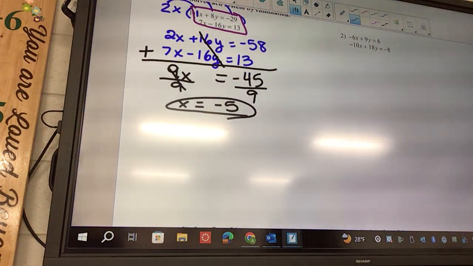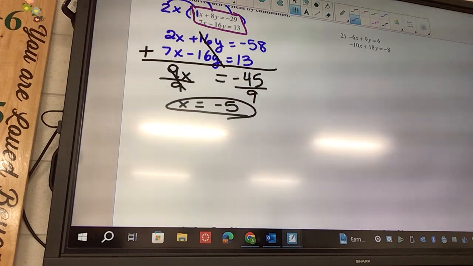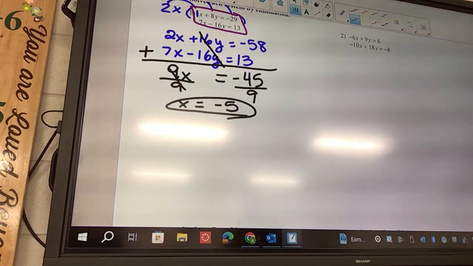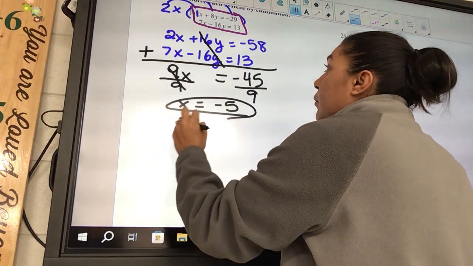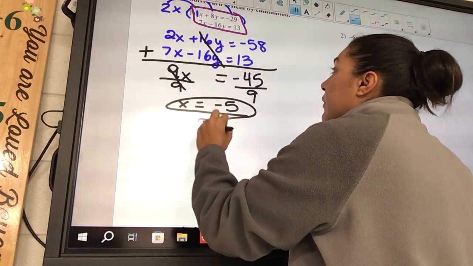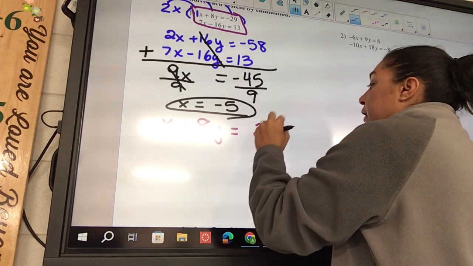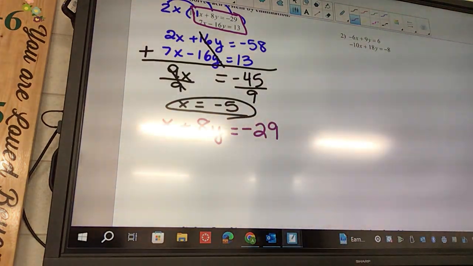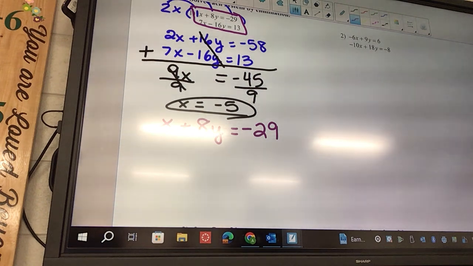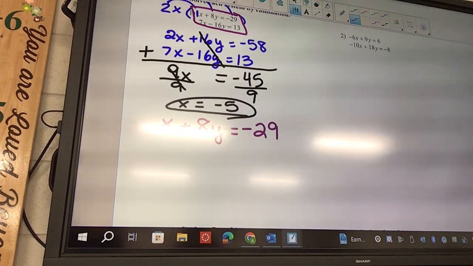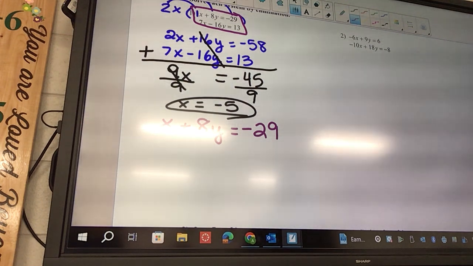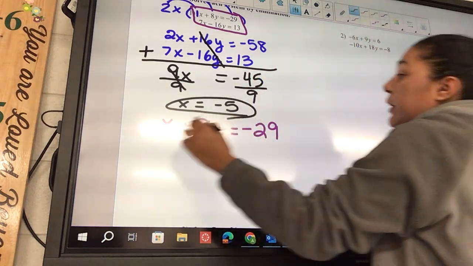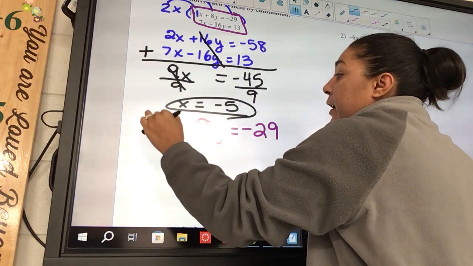Which one would you like to use, equation 1 or equation 2? 1. Okay, so equation 1 says x plus 8y equals negative 29. Which letter have we already solved for? The x. So where the x is, we can erase and put what instead? Negative 5. If you don't like to erase, you can write over it. Say negative 5.